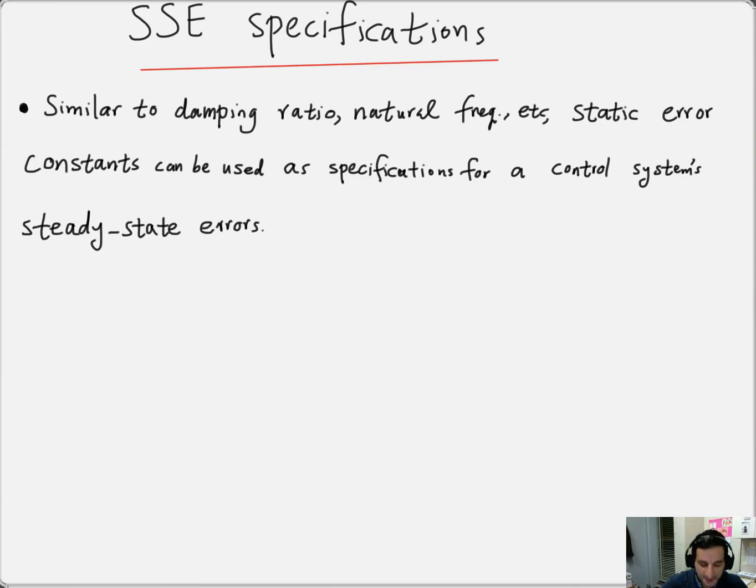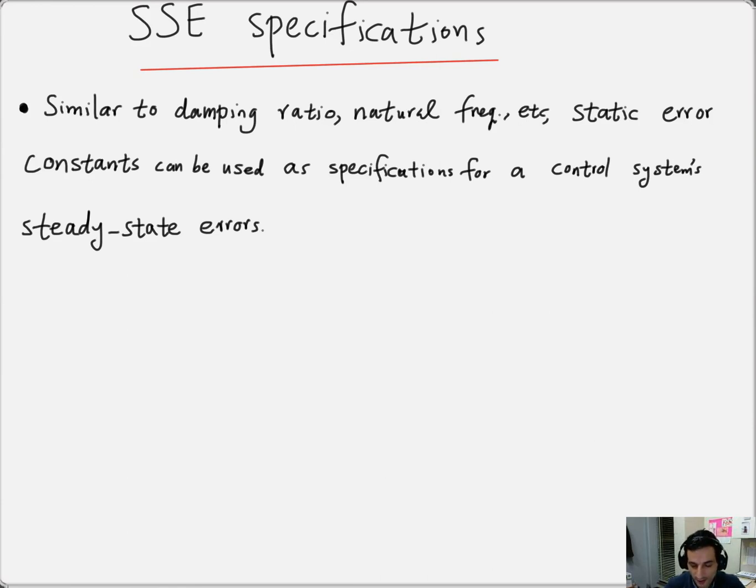Just like the damping ratio, natural frequency, settling time, peak time, and percentage overshoot that we discussed before for representing the time response specifications of second order systems, here we can also use Kp, Kv, and Ka as specifications for a control system's steady state error. We're also going to soon see a wealth of information that is contained within these static error constant specifications.